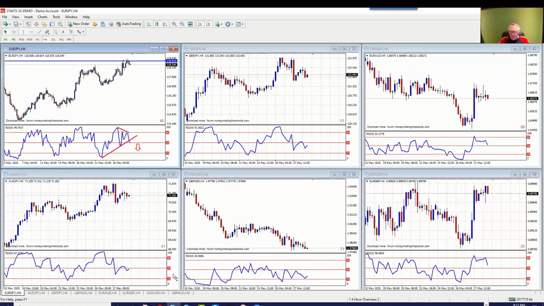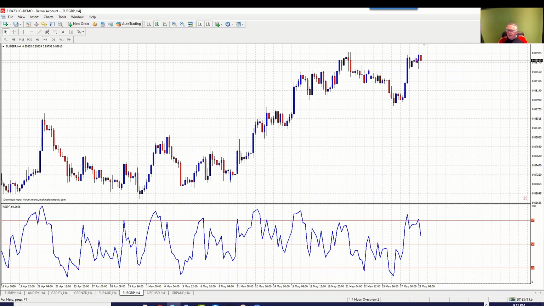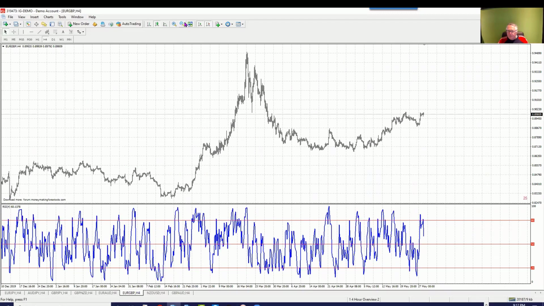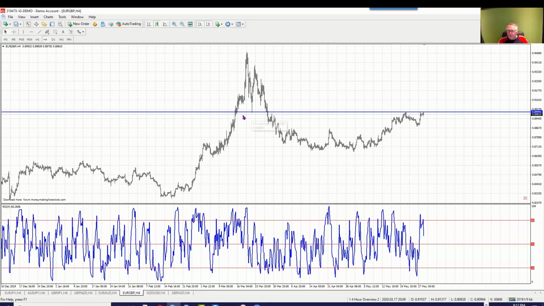Okay, and I had a look at the other RSIs. No classical setups here, but untidy. This could possibly be a trade. Let's look at this one in a little bit more detail. Just want to see if that's a level. Oh yes, it is. Look there, it's bounced there.